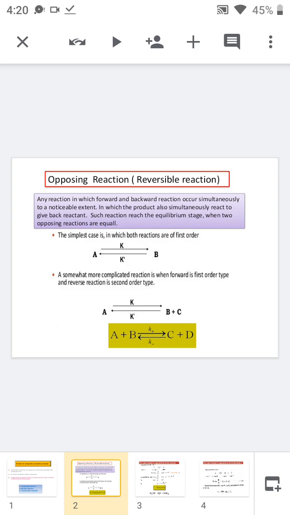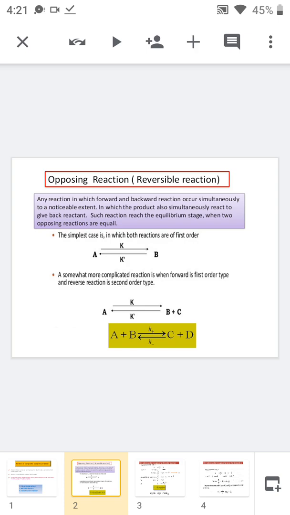Based upon the order of the forward and backward reaction, we can again classify the reversible and opposing reaction into three different categories. First one is where both the forward and the backward reaction are of first order. See the example, A reversibly gives B. Here A is the reactant of the forward reaction and B is the product of the forward reaction, and simultaneously B is the reactant of the backward reaction.